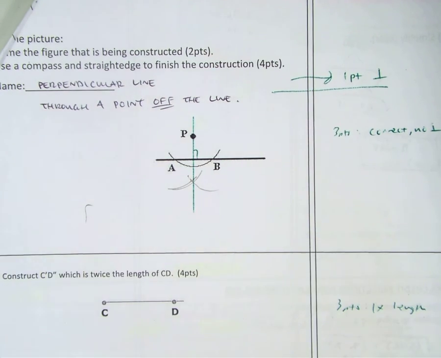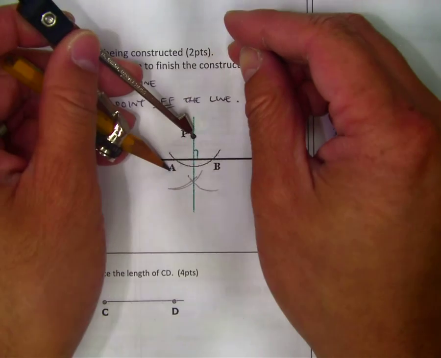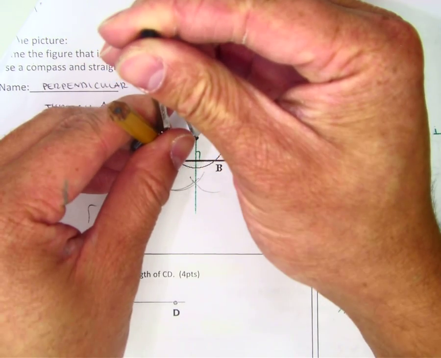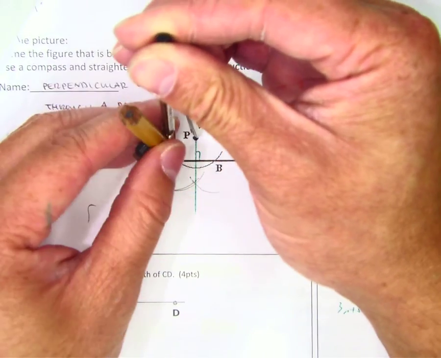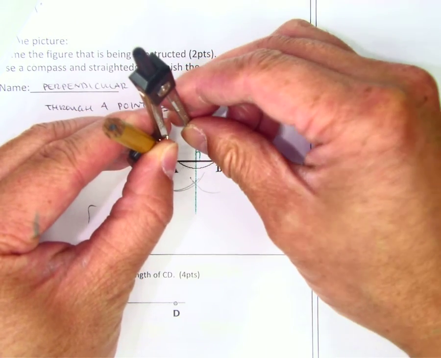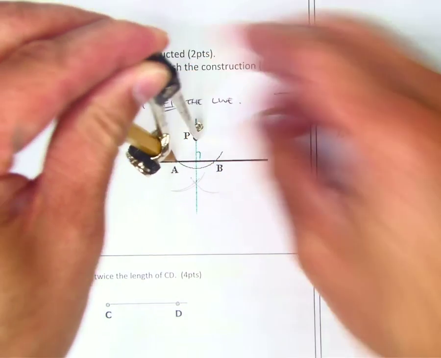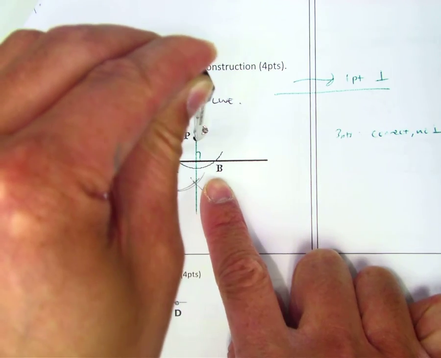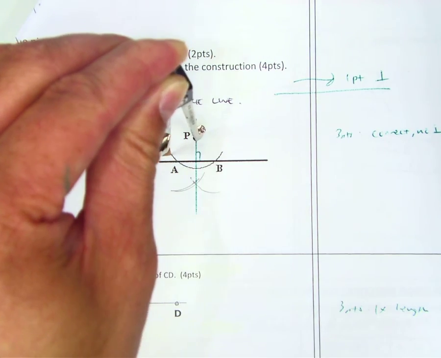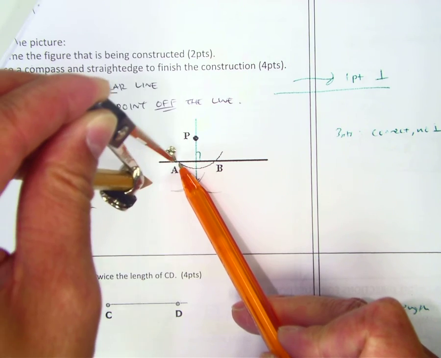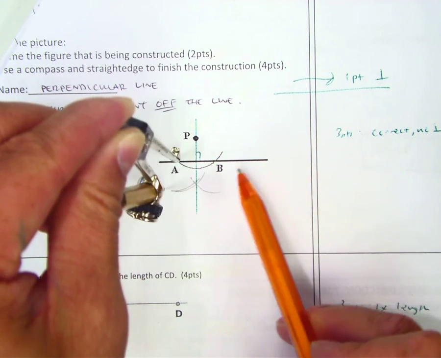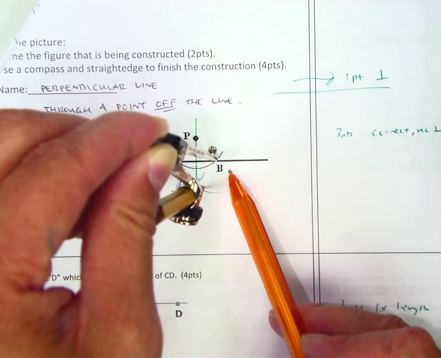So I'm going to take my compass. I'm going to put it on point P. And I'm just going to go through what it's already doing. So just copy or mimic what you see there. Okay, so they've done that already for you. Now you take the sharp end and you're going to go towards A. There's my arc. Go to B, do the same thing.